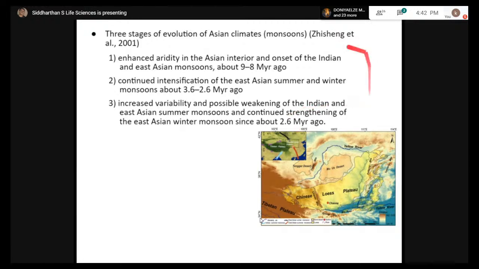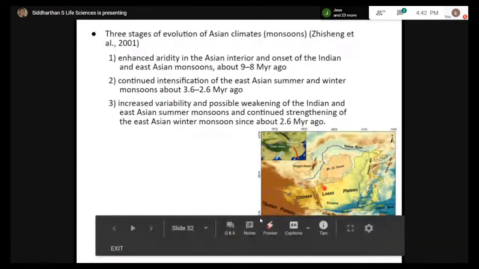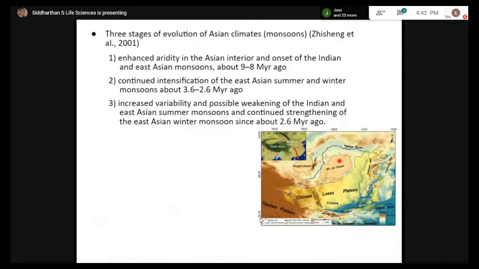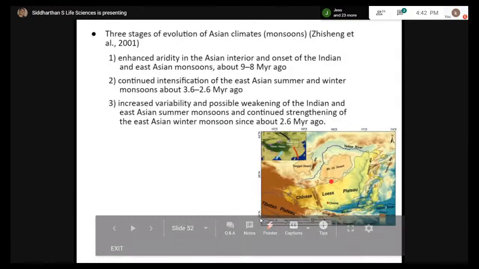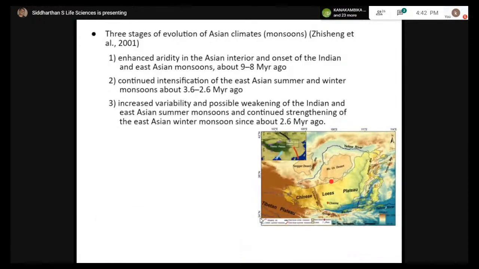This paper, Zisheng et al., studied the Loess Plateau in China. There is a Gobi Desert and a Mongolian Desert region, right? On the Yellow River, you might have heard about this Loess Plateau. Loess is nothing but silt. So there is a very dry area in China where there's a lot of silt.